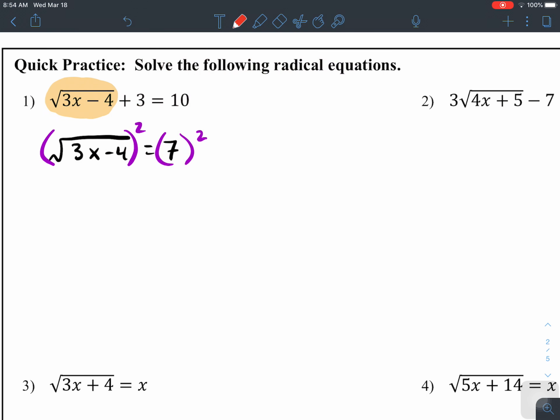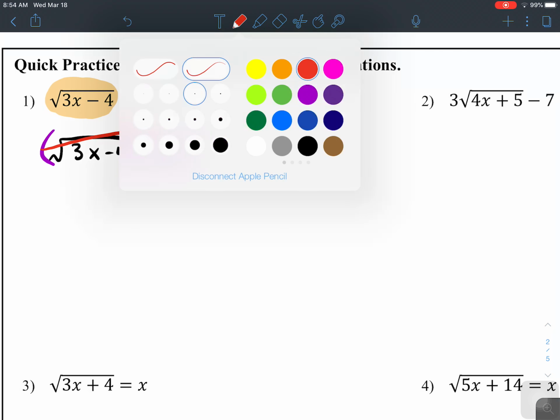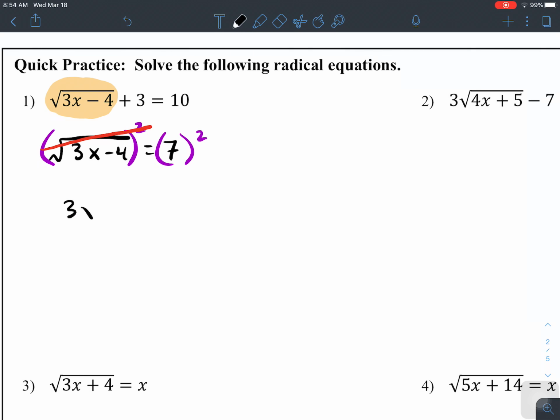And that's going to allow me to cancel out the radical and the square because they're inverses. So 3x minus 4 equals 7 squared, which is 49. And so I get 3x equals 53. And I'm going to get x equals, and yes, you would type that in a calculator and you would get a decimal. However, you're going to want to leave that as a fraction because we need to check it.